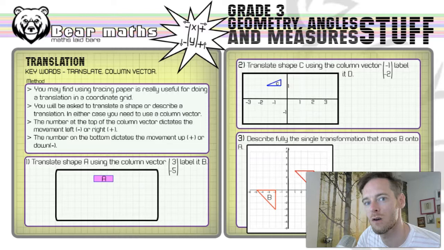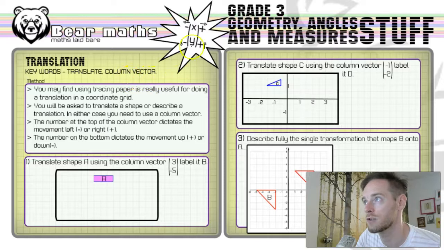It's the third of the four transformation topics that I'm teaching you in the world of foundation maths. And a translation, or to translate, means to move. Okay, we don't use the word move from one place to another, we say translated from one place to another. And a column vector is the thing that makes that movement happen. That translation occurs because of a column vector.